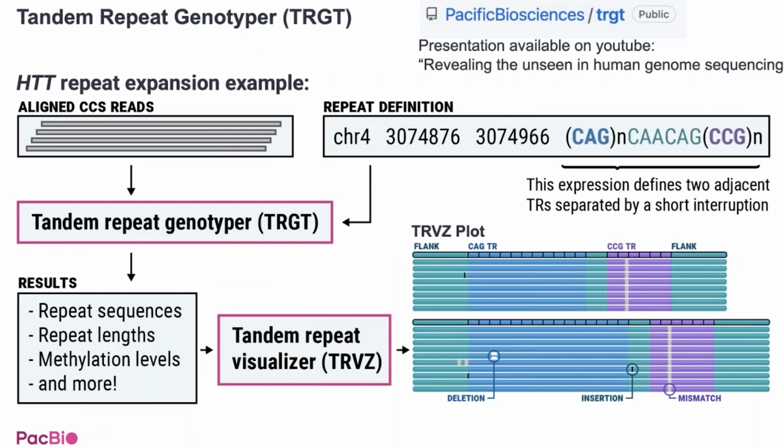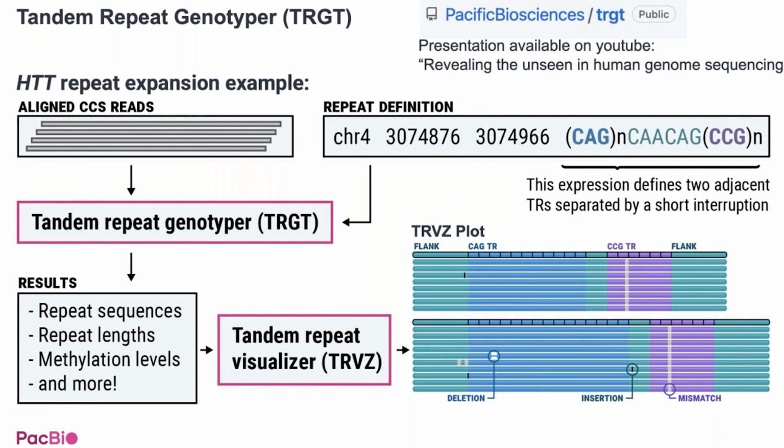Also, in the past year, there's been a new tool released by PacBio called the Tandem Repeat Genotyper, or TRGT. Again, this is also available in GitHub. If you Google, you can also find on YouTube a presentation, revealing the unseen in human genome sequencing. That'll give a lot more details. But just to give you an idea of how this works, it uses as input the aligned HiFi reads, as well as definitions of these target tandem repeats. So for instance, the position, as well as how that tandem repeat is defined in its structure.